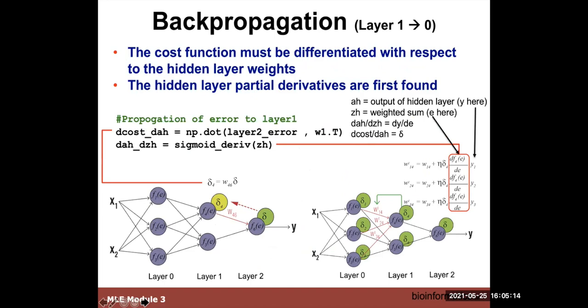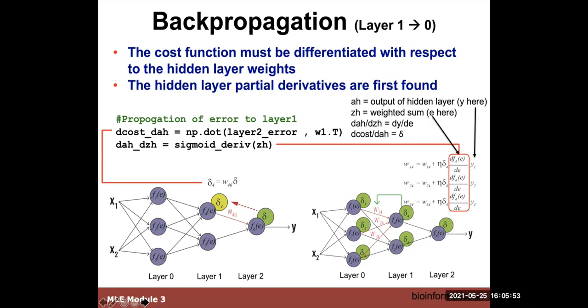And again, you're seeing, at least in terms of our annotation, d cost, DAH, that's the delta. So the cost function, DAH divided by DZH, is equivalent to DYDE. That's the error function that's shown. So it's DFDE or DYDE. ZH is the weighted sum, that's equivalent to E. AH is equivalent to Y. So this is just mapping the different letters or symbols to the ones that we were using in the previous model.